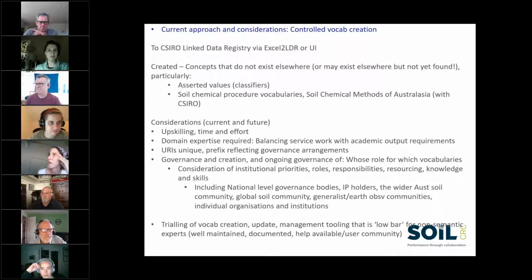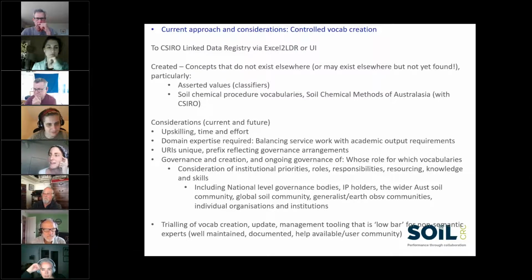So when we do need to create vocabularies, we're using the CSIRO linked data registry, and at the moment using the Excel to LDR upload tool. We only create concepts that aren't listed elsewhere, but how do you know you're not missing them? I'm always asking myself that. Most of the time we're creating classifiers as results. And one missing here is soil chemical procedures. We're always getting up procedures, and we need to help get up the soil chemical procedures as well, standard Australian procedures. So considerations that we're finding are upskilling, time and effort, the main skills I mentioned, and you've got that conflict, which you probably all experience sitting in an academic institution, of service work versus academic outputs, and how do you do them both together.